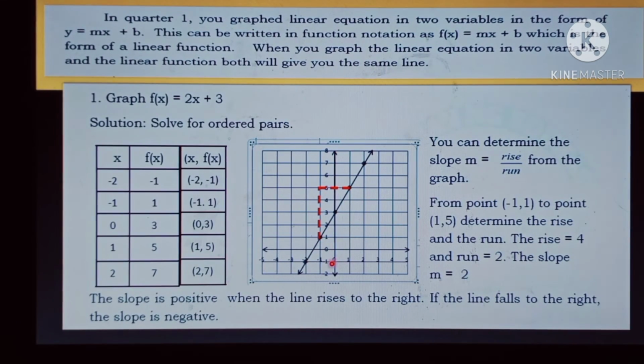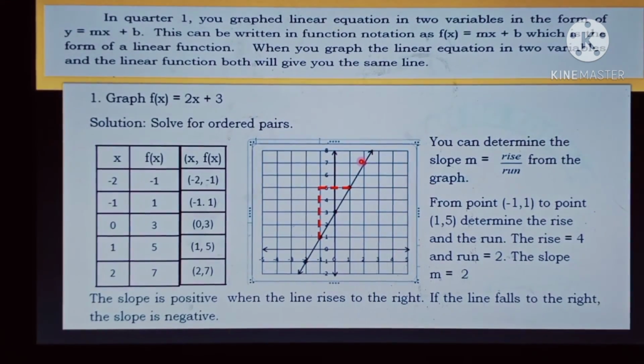Then, you have 0, 3. No, 0, 3. That is the y-intercept. Then we have 1, 5. And then we have 2, 7. Ayun. Pinlat na yung points. Then you draw a straight line. Connect all the points with a straight line extended on both directions.